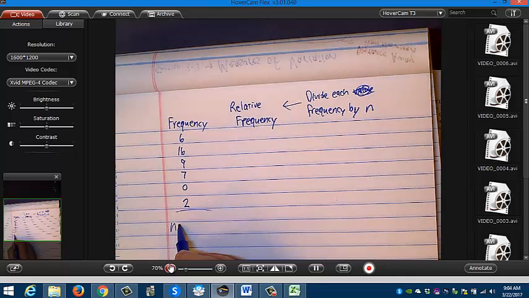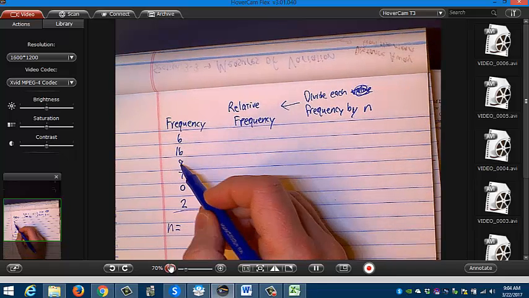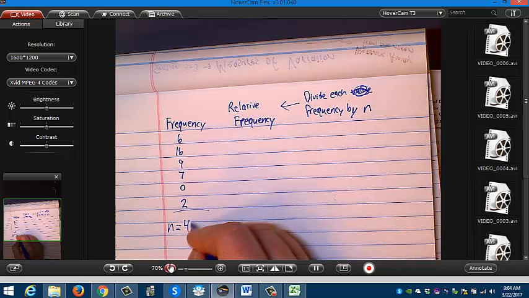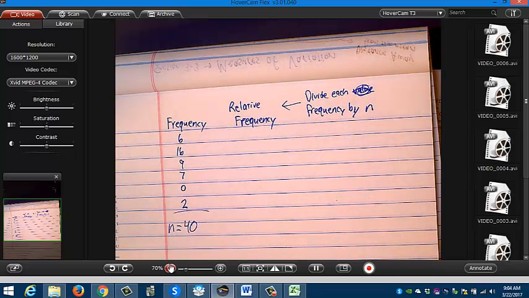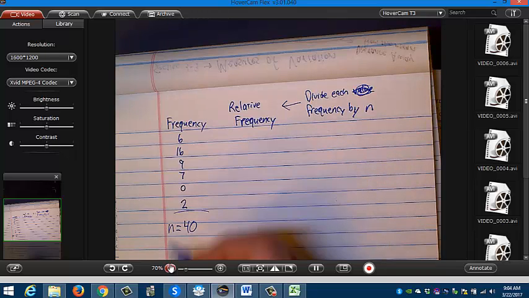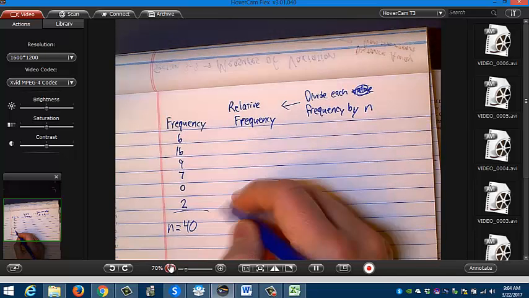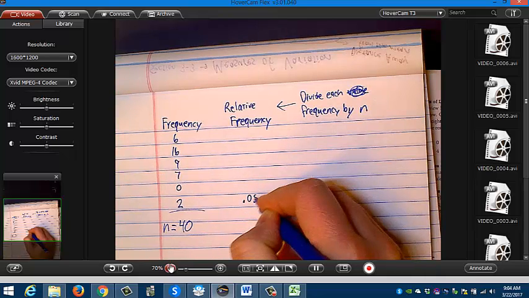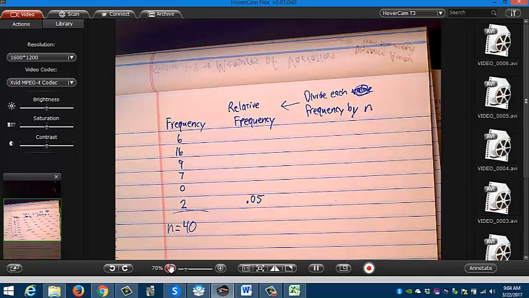I could get what n is by adding these up. 22, 31, 38, 40. Oh yeah, I remember that from the time we did it. So if these are the 40 sample values, right? And if you do 2 divided by 40, that's 1 divided by 20, that's 5%. And so I could list it as either 0.05 or I could list it as 5%.